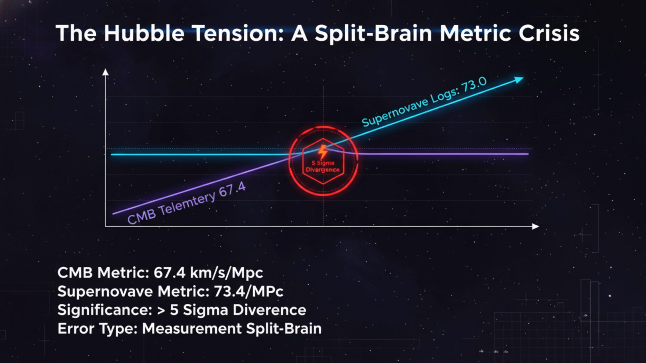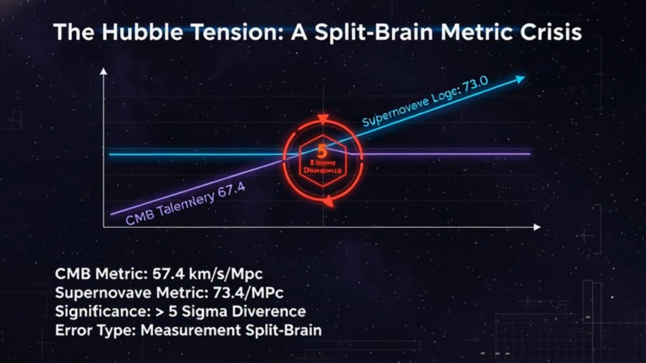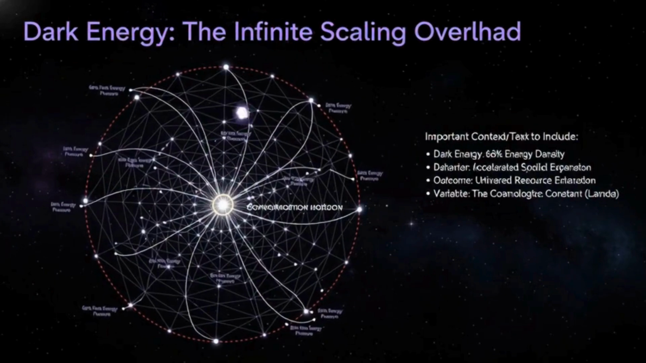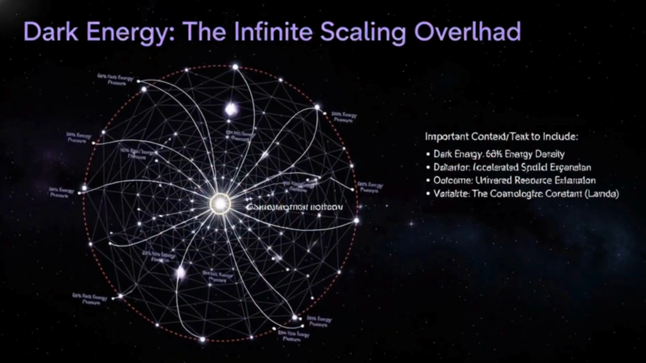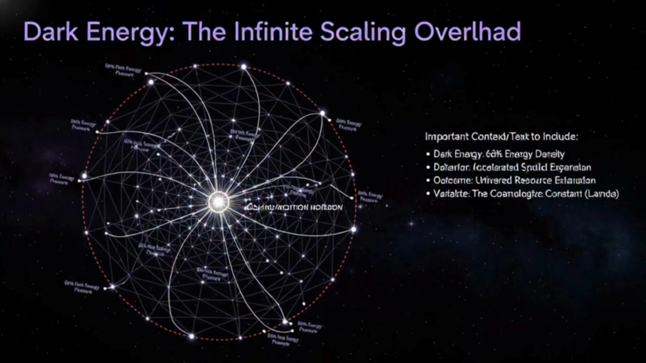In system design, this is a classic split-brain scenario. Your monitoring tools are disagreeing on the primary system metric. This 9% discrepancy is not just a rounding error, it's a statistical significance of over 5 sigma. It suggests that our expansion API might be changing versions, or that there is a physics-level bug we haven't patched yet.